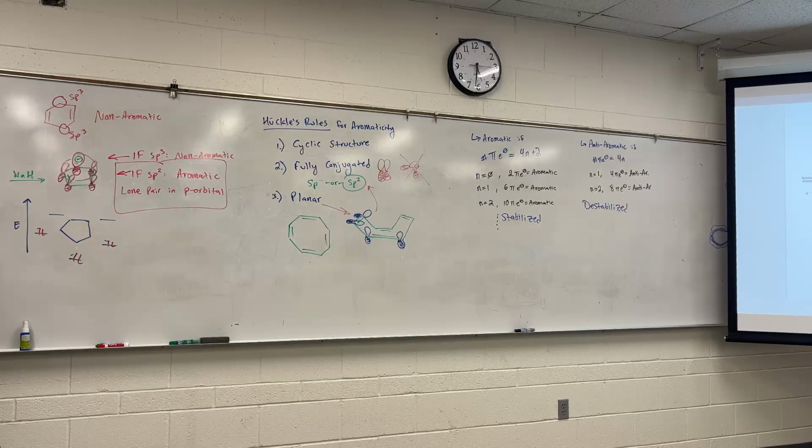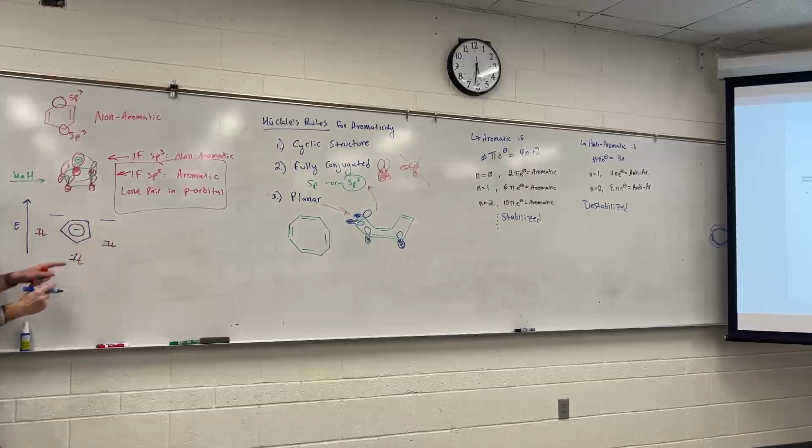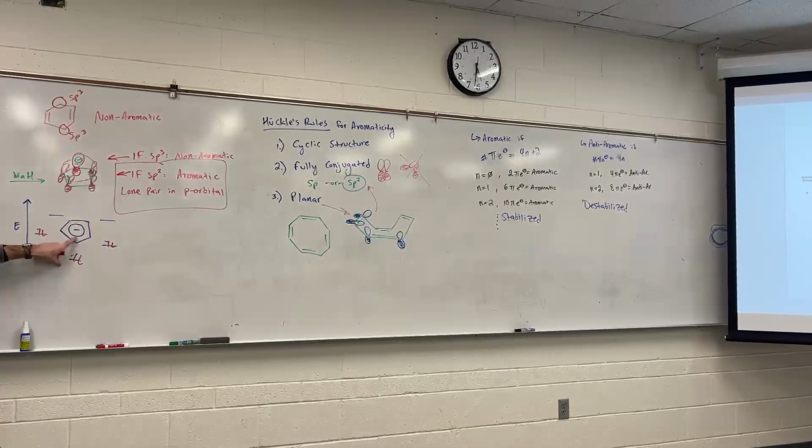Now, because this lone pair is in a p orbital, it's in resonance. So that lone pair is not sitting on any one particular carbon atom. It's delocalized around all of them. So we can abbreviate the cyclopentadienyl anion as an aromatic circle with a negative charge inside. We represent the negative charge and the fact that it's aromatic.